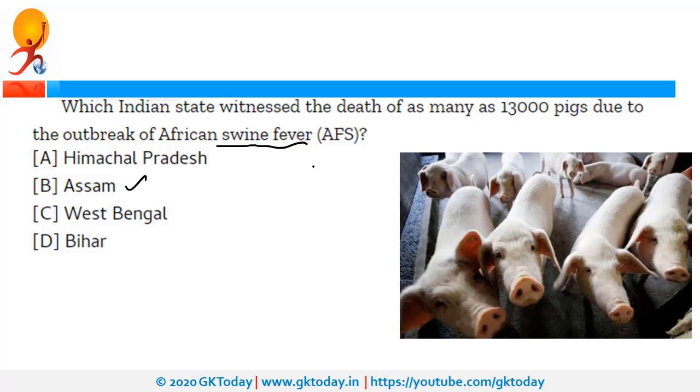Now, coming back to Assam, Assam was also in news as recently the Assam government started the Dhanvantri scheme. Answer in the comment box, what is the objective of this scheme?